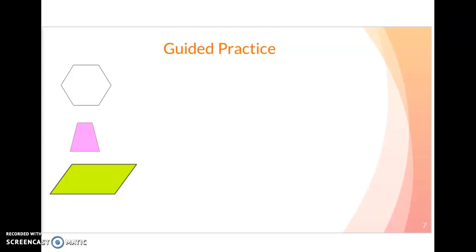Going to do guided practice, and I am going to use these three shapes to model for you how we can divide the shapes into smaller parts and show each part as a unit fraction. So first I'm going to partition my hexagon, and my lines may be a little crooked because I'm using a mouse to draw them.